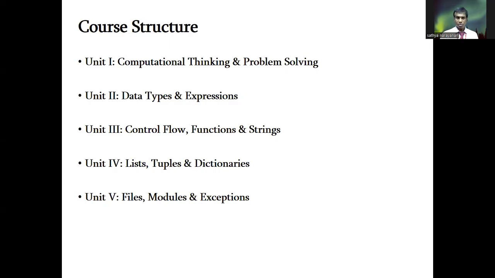So this course is divided into 5 units. Unit 1, computational thinking and problem solving, is the first unit. Second unit is data types as well as expressions. Third unit is control flow, functions as well as strings. And the fourth unit is lists, tuples and dictionaries. These are the compound data types. And the last unit deals with files, file modules as well as file exceptions.